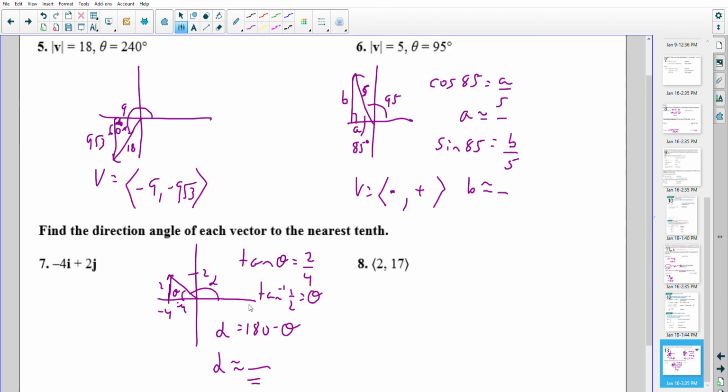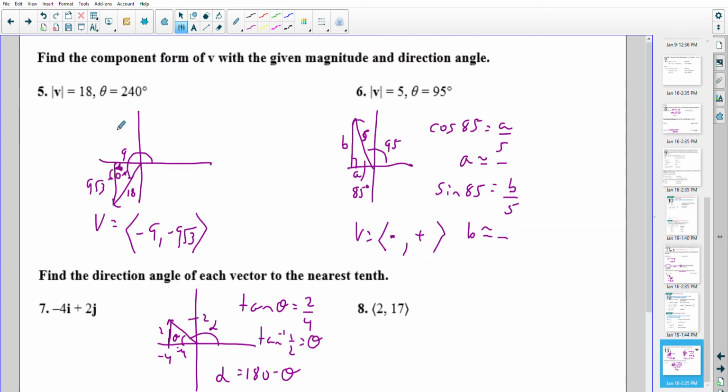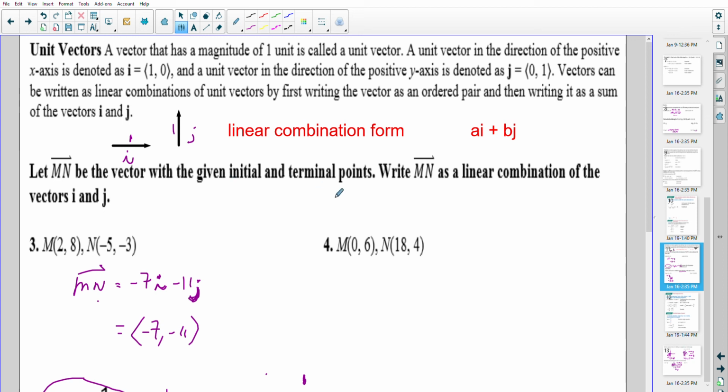So we went over direction angles, we went over component form given the direction angle and the magnitude, and as well we went over linear combination form ai plus bj.